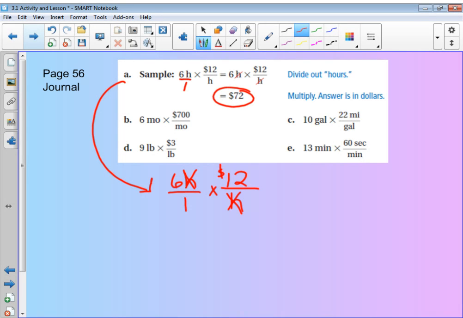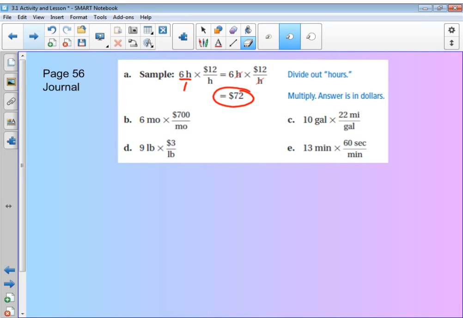On letter B, we've got 6 months times $700 per month. So maybe this is rent for a house, or maybe it's how much money you're getting paid for a certain job. If I cross cancel my months and my months, that leaves me with 6 times 700, which would give me $4,200.